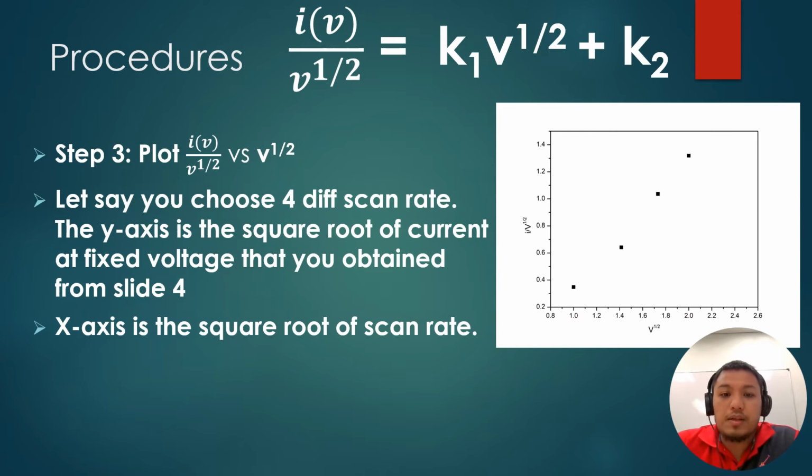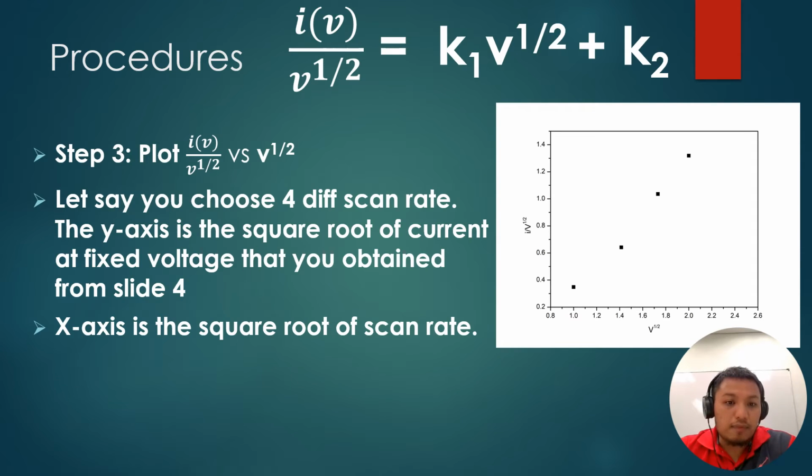Before this I chose up to 6 potential windows, 6 scan rates, but here I only chose 4, because two of the scan rates deviate so far that it is quite difficult for me to get a straight line. That is the purpose of running at a higher scan rate. Don't limit yourself to the bare minimum, even if the minimum is only 3 or 4 scan rates. Then the x-axis is the square root of the scan rate.